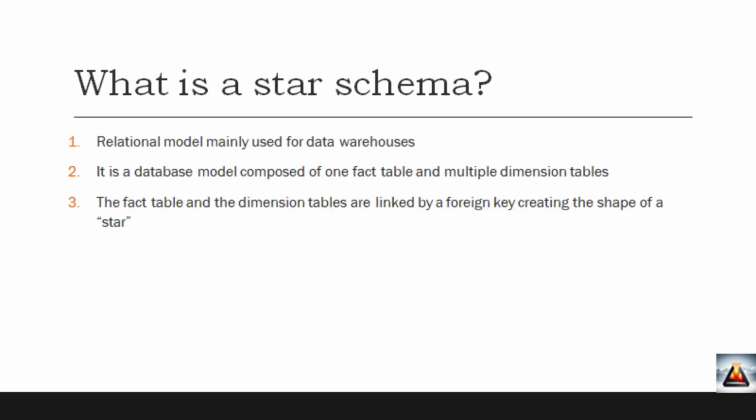The Star Schema gets its name from the visual representation it forms, where the fact table is at the center, forming the core of the star, and the dimension tables surround it, radiating outward like the arms of a star. The relationship between the fact table and dimension tables is established using foreign key relationships.